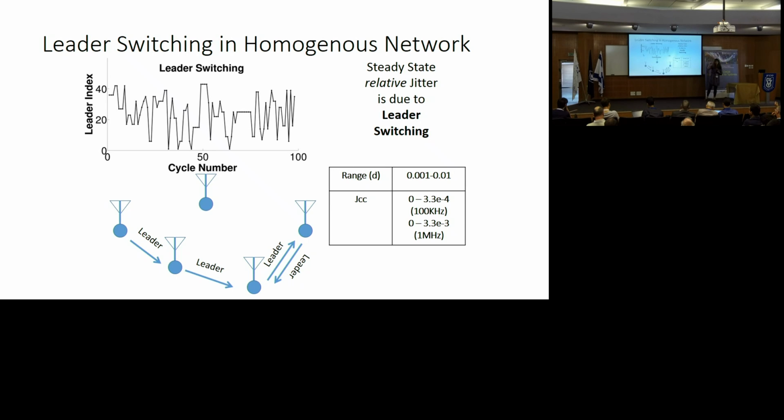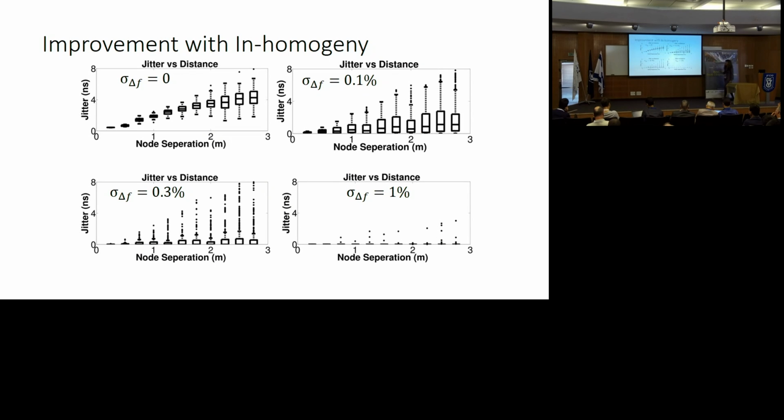If the node that starts it always starts it, then everything gets the jitter characteristics of that node. If the node that starts it is always changing, then the relative jitter tends to be terrible. So we call this leader switching, and it's a very interesting characteristic. We could show that as you increase the relative difference up to 1%, you could basically get rid of the relative jitter.